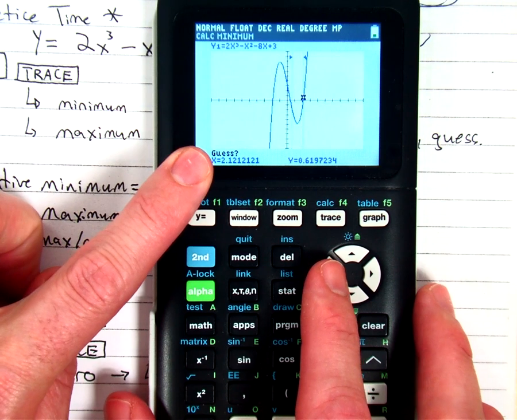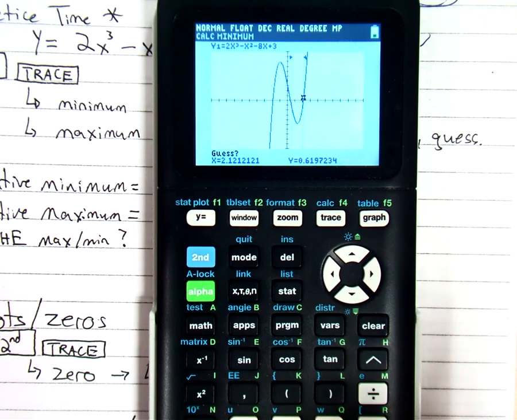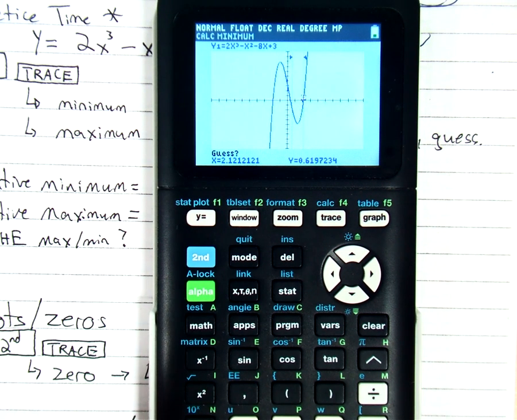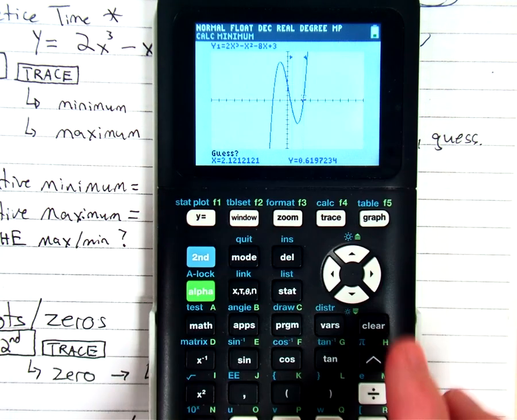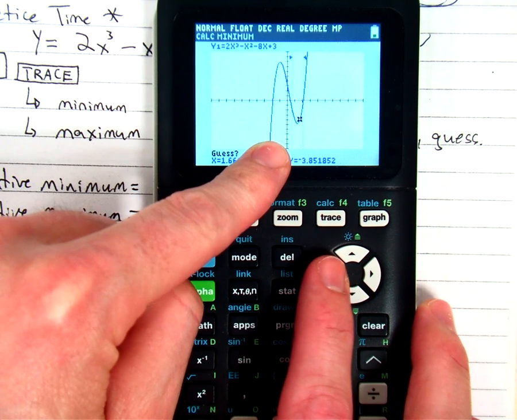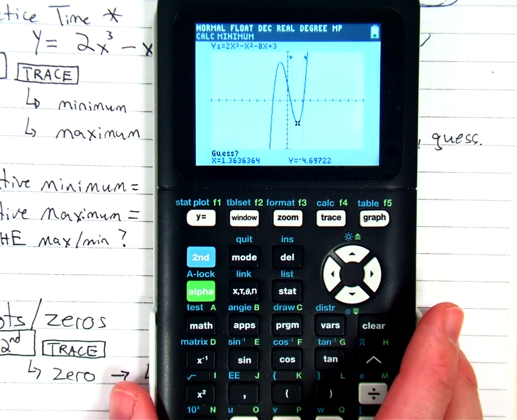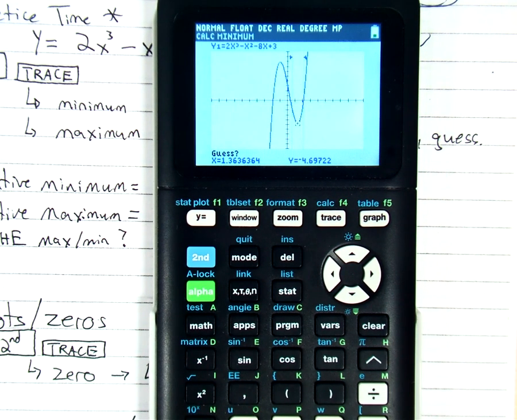Your third question is a guess. You don't even have to guess. You could hit enter your third time right away after your second one, and it will still work. You could help your calculator out and move it back down to the bottom before you hit enter the third time, but you probably won't notice any difference in how fast it goes. Okay, and there's our minimum: 1.33, negative 4.70.